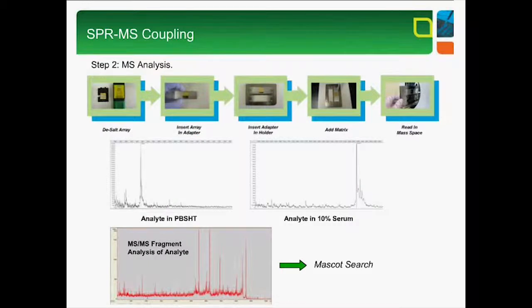In the next step, we took the sensor chip out of the ProteOn XPR36 system, washed the sensor chip surface to remove the salts, and put a droplet of MALDI matrix on the surface. Once the surface was dry, we mounted the sensor chip prism in a customized adapter and inserted the adapter in a mass spec instrument for analysis. The analyte could be detected and identified using the mass spec analysis and MS fragment analysis, followed by a Mascot search.